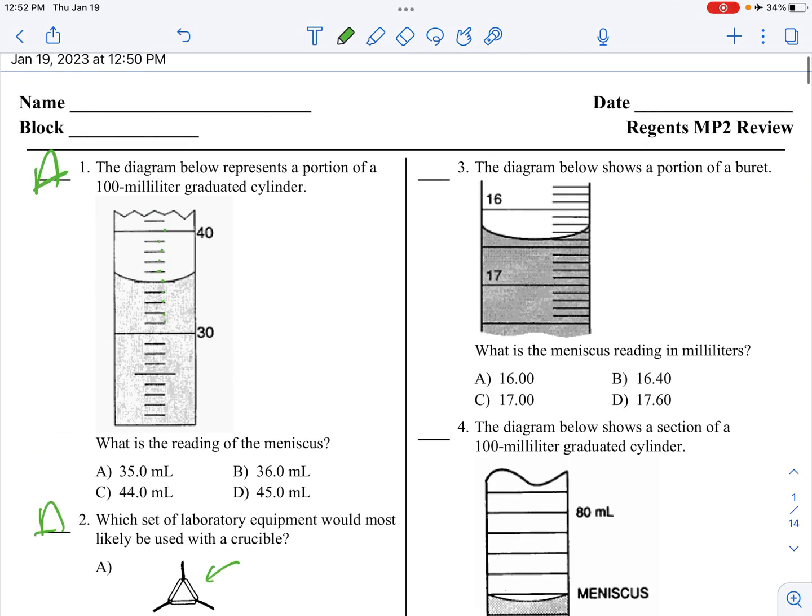Number 3. What is the burette's reading? So don't forget, a burette, you go backwards. So we're getting larger as you go down, but it's still the same idea. So this is 16.1234. Looks like right on 16.4. However, since we can go beyond, it's 16.40.